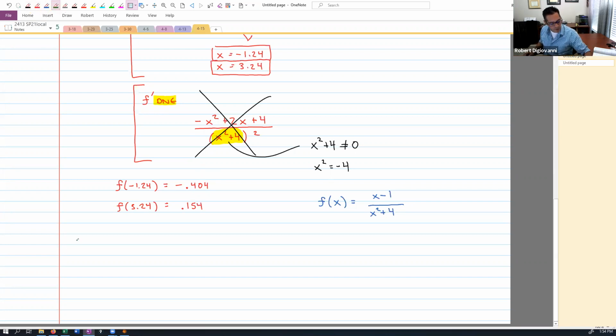Now I move on to step 2. Now I need to plug the endpoints into the function, which were -6 and 6. And so if you plug those in there, you should get negative 0.175. And if you plug in 6, you should get 0.125.